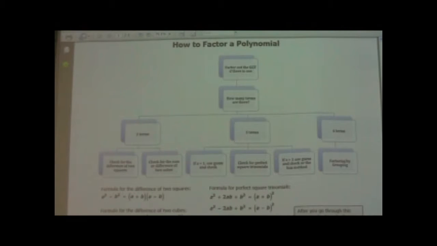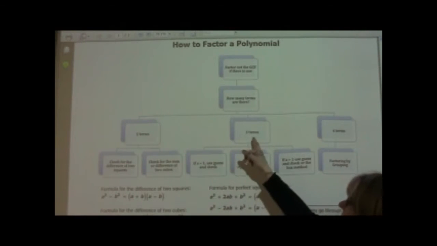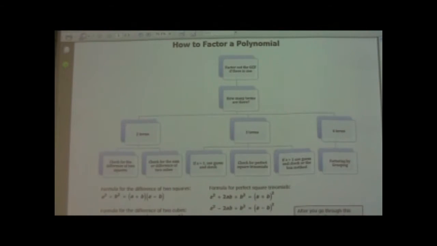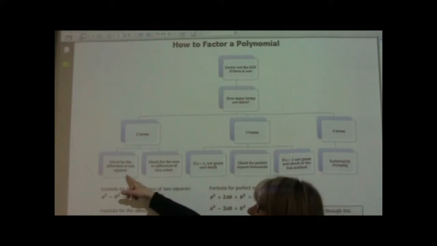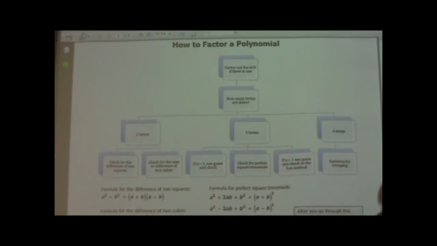So in order to do the next step, after we've factored out the greatest common factor, if there is one, we are going to ask ourselves, how many terms are there? In this class, there's either going to be 2 terms, 3 terms, or 4 terms. So what I have is what you do if you have 2 terms, if you have 3 terms, and if you have 4 terms. That's going to determine what method you're going to use next. If you have 2 terms, we will check for the difference of 2 squares, and that's a method that we learned yesterday.